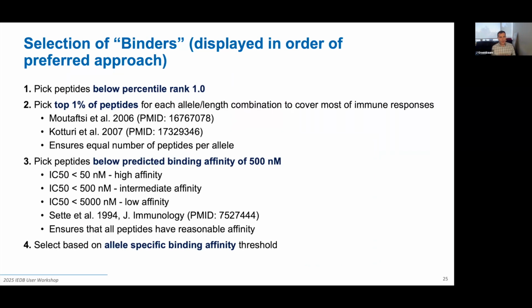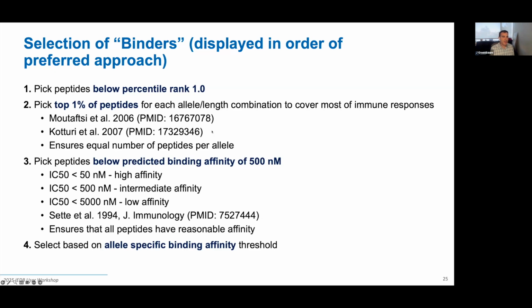All right, so we've done our prediction. We have this big table of predicted values. What do we do with it? How do we select our binders? And our recommendation is that we don't have a recommendation. We have several kind of preferred approaches that we've used over the years in various studies, and they can all be sane and rationalized for your particular use case.